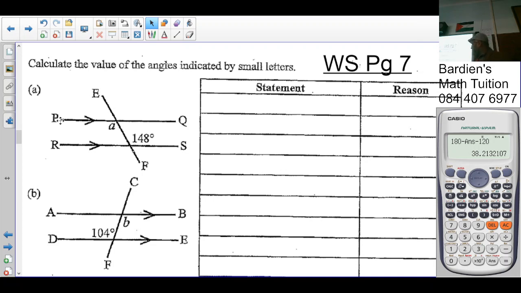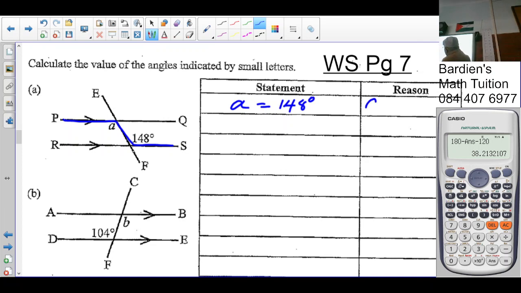Right. People, so you see that alternate angles in. So what do we say? A is equal to 148. Why? Alternate angles with PQ being parallel. Can you see that, people? So now I'm going to give you a chance to answer B. I'll give you a chance to answer B.